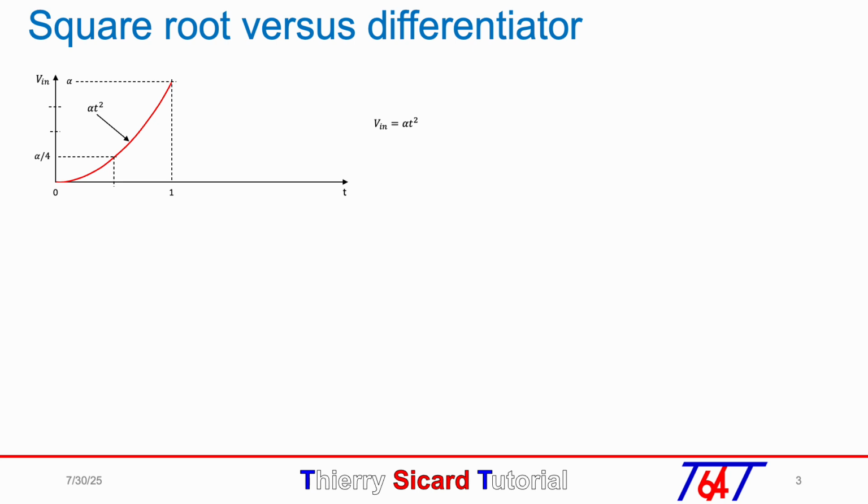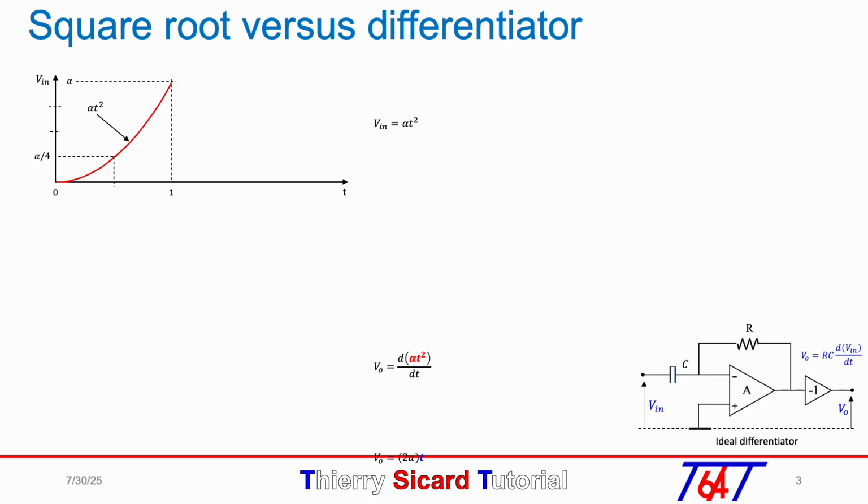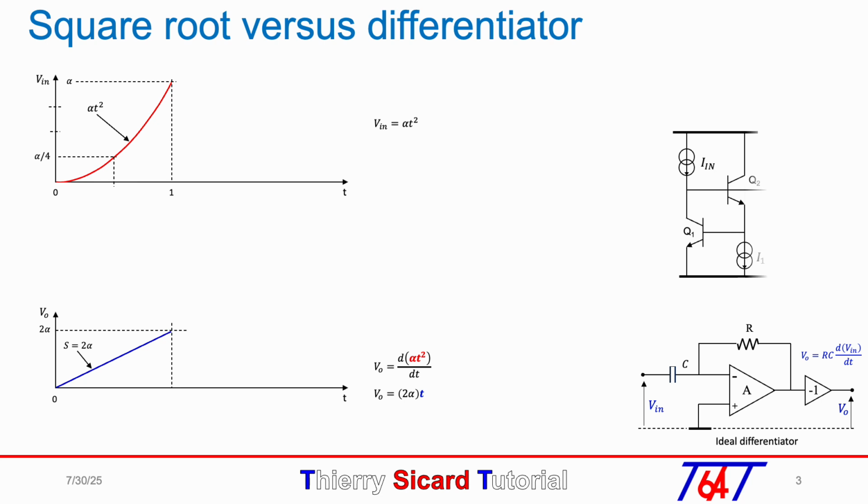We can obtain a linear function using the schematic of an ideal differentiator as shown. The output voltage will be 2 alpha t with a linear slope of 2 alpha as shown in the Vout versus time diagram. We can also use a square root function using a translinear circuit as shown.